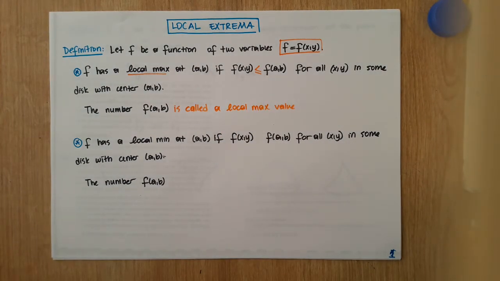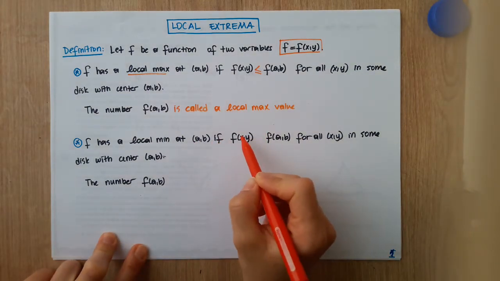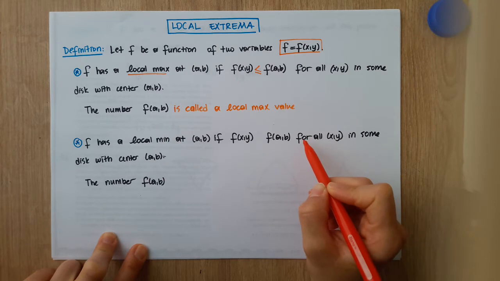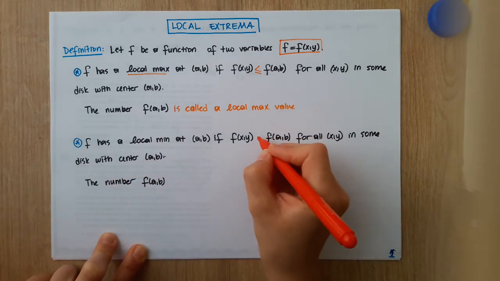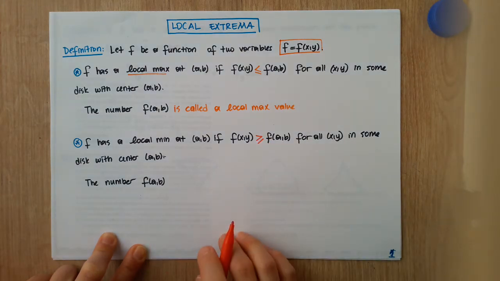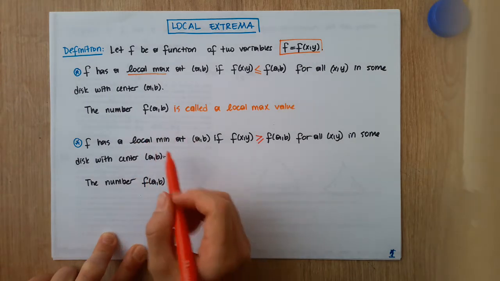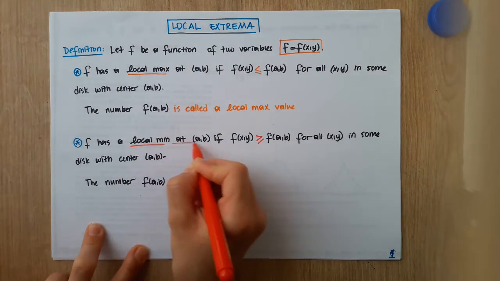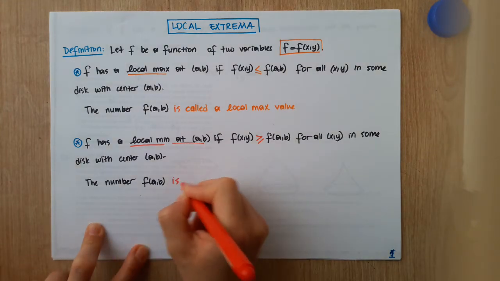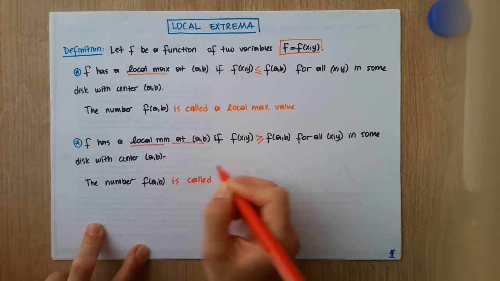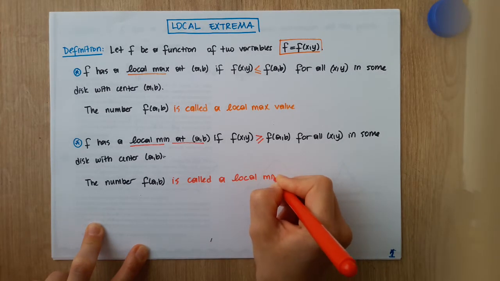And on the other hand, f has a local minimum at (a, b) if the value of the function at the points (x, y) in some disk with center (a, b) is greater than or equal to f of (a, b) this time. Then we say that f has a local minimum at (a, b), and the number f of (a, b) is called a local minimum value.